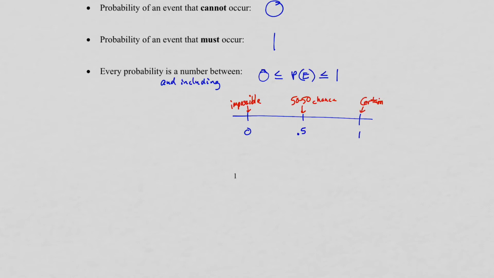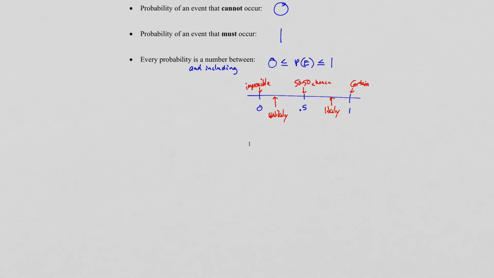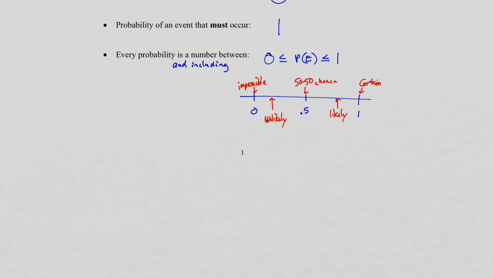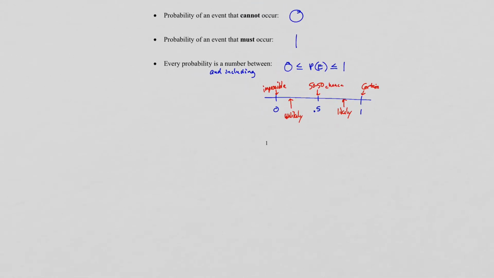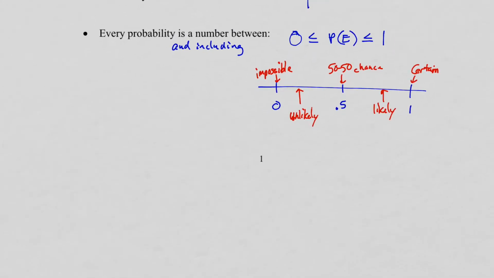And of course, anything close to 1, I would say over here somewhere, is likely to occur. Over here somewhere would be definitely unlikely. Doesn't mean it's not going to happen. It's just unlikely. All right. So that's the lowdown on that. And now I want to talk about one more. So let's see, we can use some room over here.